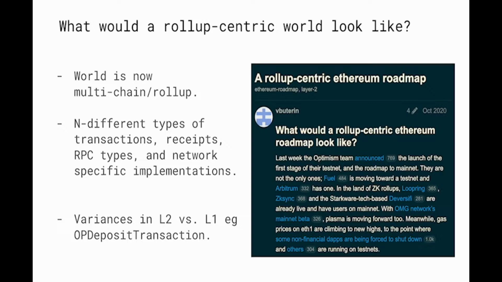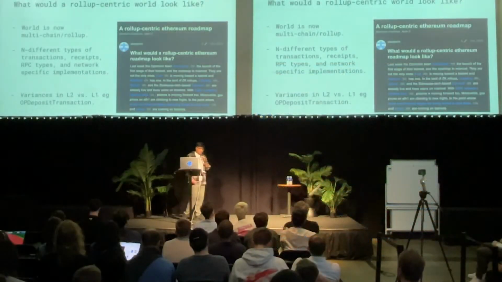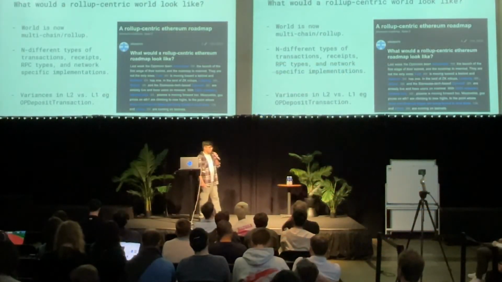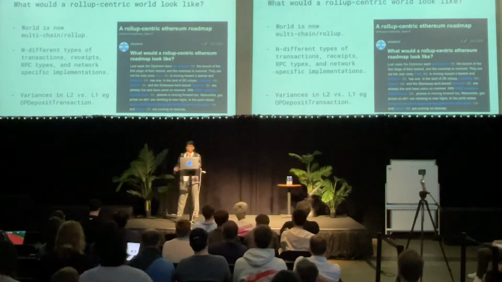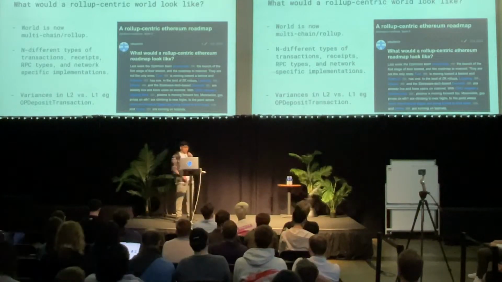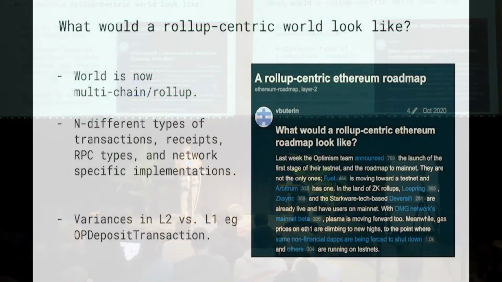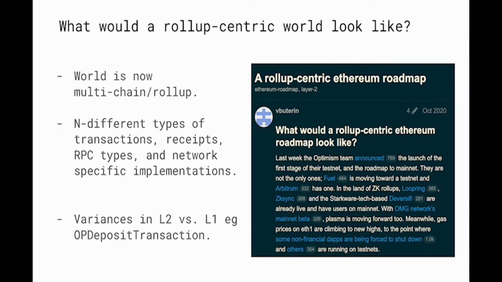Now, in October 2020, Vitalik wrote an article on the ETH Magicians Forum: What would a roll-up-centric world look like? At the time, Optimism and Arbitrum were in their infancy. They were active on testnets. And we didn't have the reality that we have right now, which is N number of roll-ups, with companies like Conduit enabling us to deploy different stacks, L2s, L3s, etc.